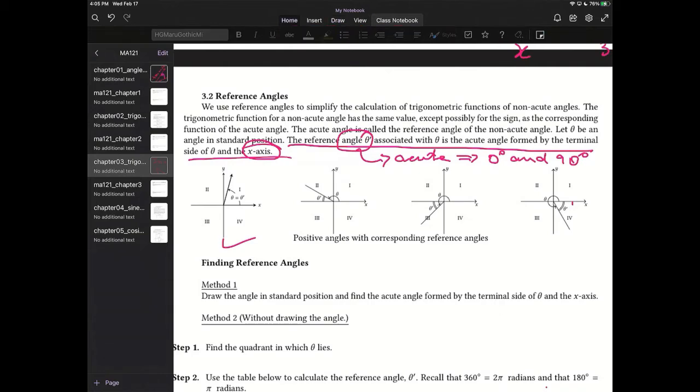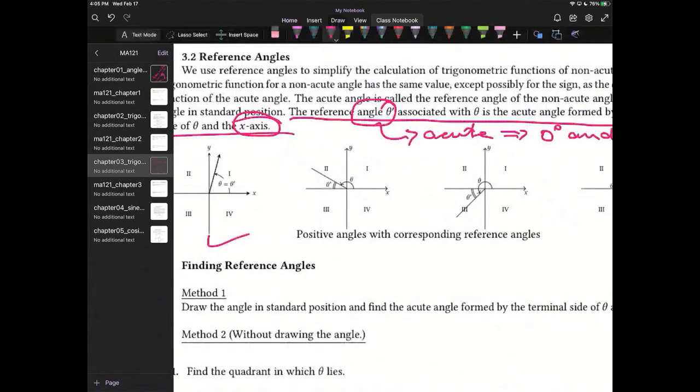Now, for the second quadrant, whatever the position of your terminal side, as shown here, the reference angle is between that terminal side and the horizontal axis. Notice that the angle is all this measurement according to the drawing in green. But because the terminal side is in the second quadrant, you look at the formation of a new angle, which is between the terminal side and the horizontal axis. The reference angle here is this measurement.